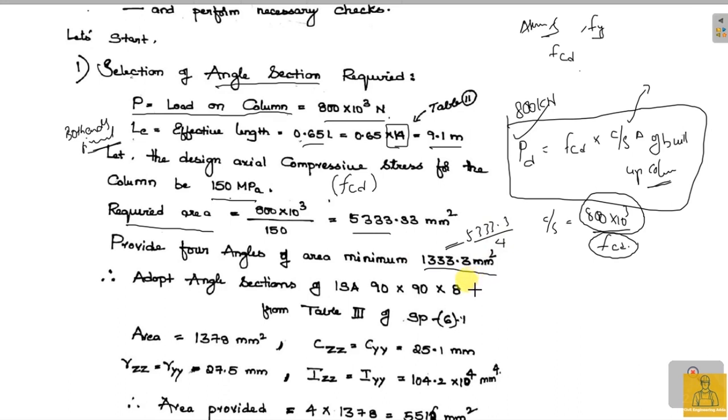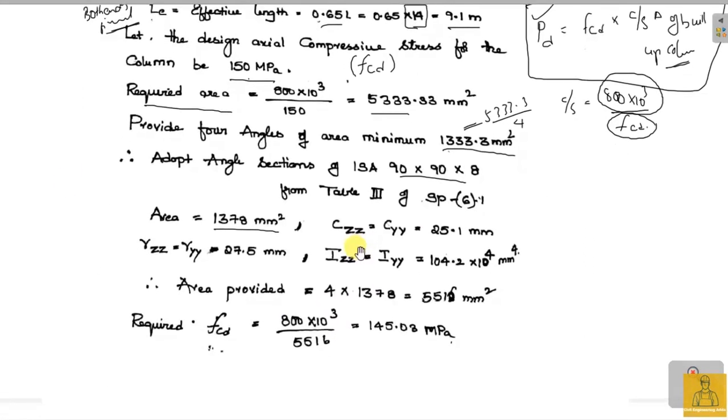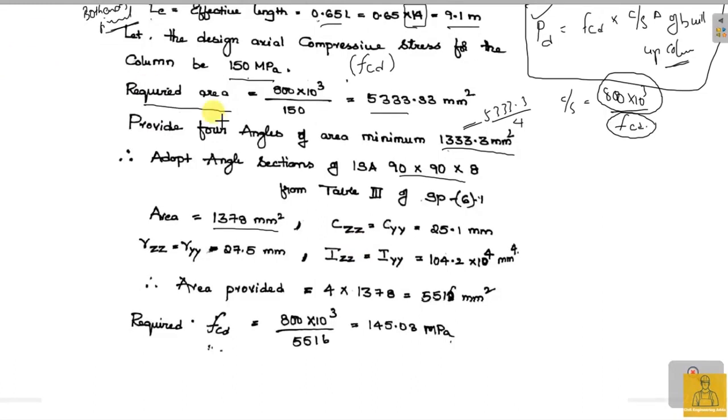So from the code book, I found out ISA 90 by 90 by 8 from table 3 of SP6, or steel tables. I have taken this section, and this section has an area of 1378 mm square. It is greater than 1333, right? It is the minimum value. So the angle section that you are taking can be equal to this value, or it can have an area greater than this value. And next, from the code book itself, I can find out the other parameters such as the location of the centroid of the section.